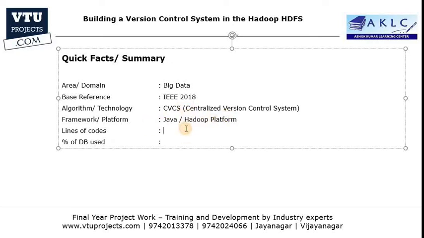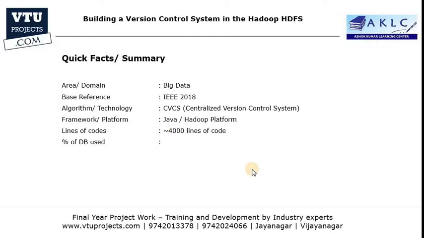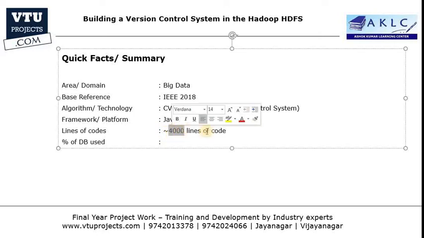The number of lines of code in this particular project will be approximately around 4,000 lines of code. On average, a project is completed within 1000 or sometimes 1500 lines of code. But in this particular project we are going to write around 4000 lines of code because of the number of modules and features we are going to implement. So these many lines of code are required, and each line of code will be easy to understand.